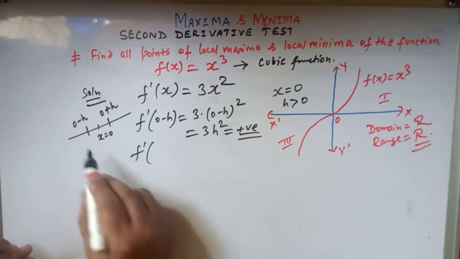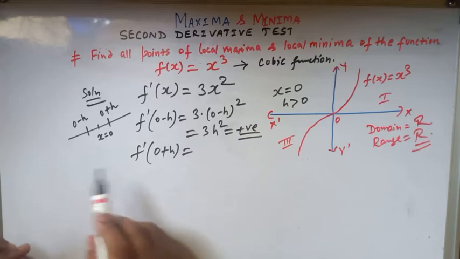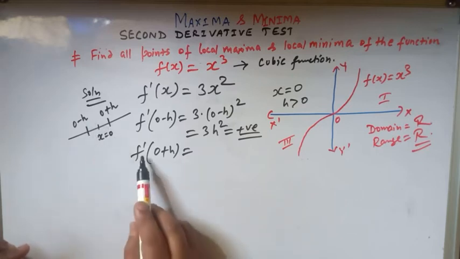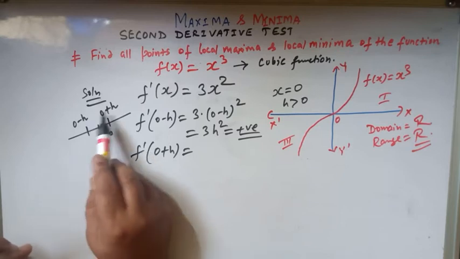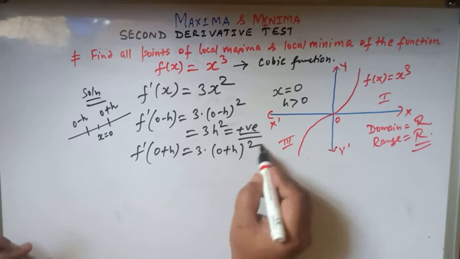Again we find the sign of the first derivative at 0 plus h. So we have 3 times (0 plus h) square.